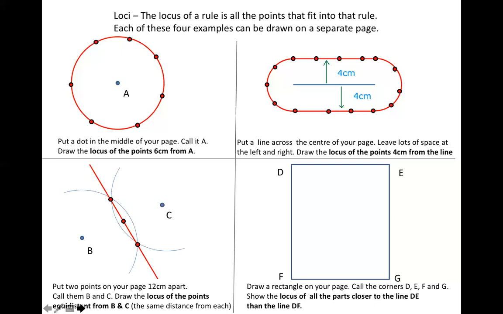So how you want to draw that is, first you draw 2 points, B and C. Make sure they're 12 cm apart. And then you mark the middle between B and C. So you mark 6 cm.